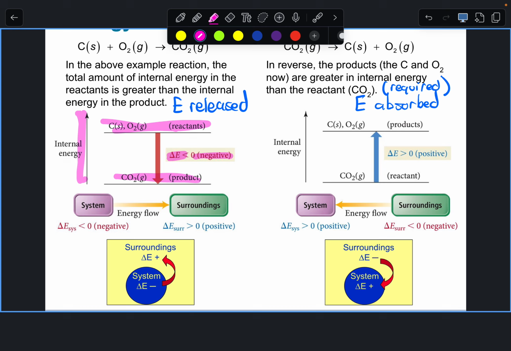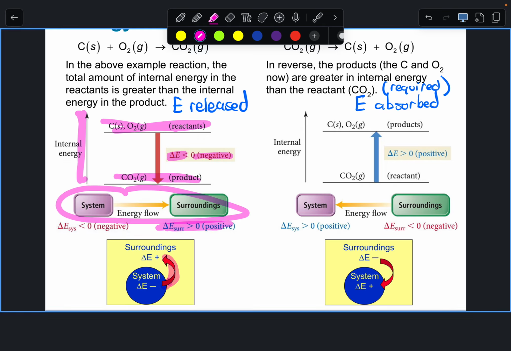And then knowing that if that's the system that's negative, the surroundings then must be positive, okay? Always knowing those are the reverse of each other. And then they also have these little diagrams showing you the flow of energy. So energy is going out of the system into the surroundings. Same thing here, out of the system into the surroundings.